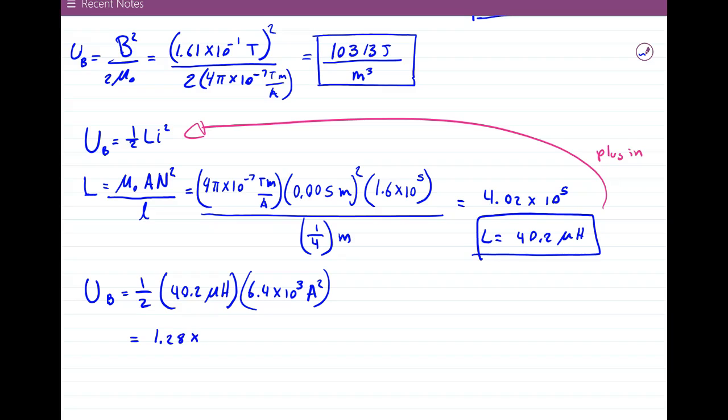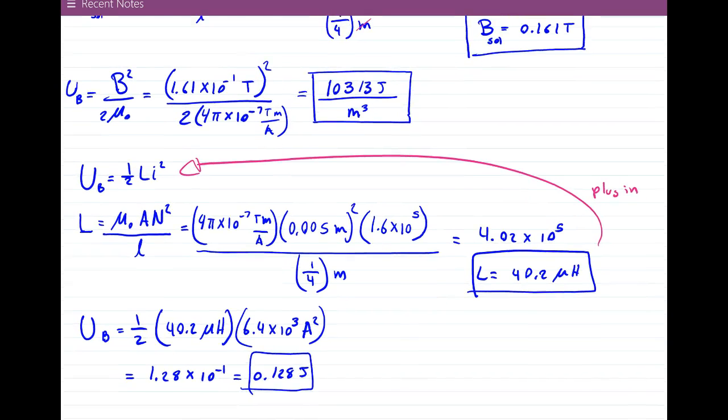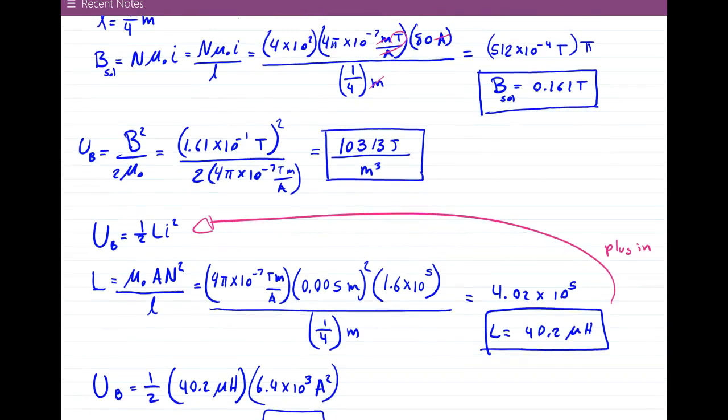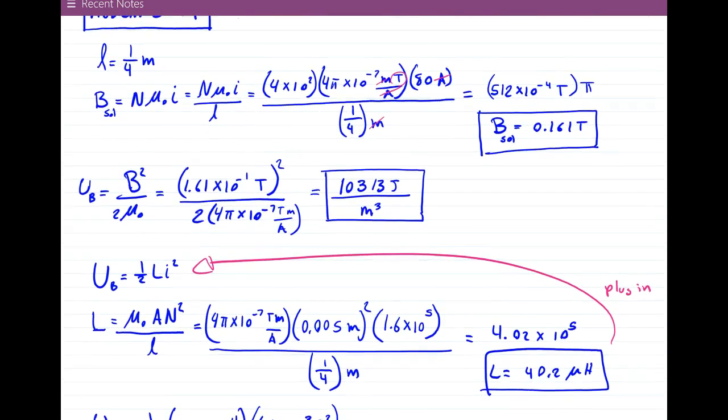Is there more? Yeah, we did it all. Okay, so that's it. That's not a bad problem because it makes you do just about everything that you can do, find everything that you can find about an inductor. So that's from that section.